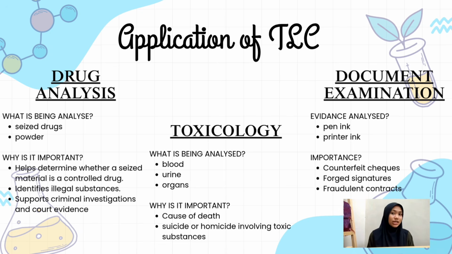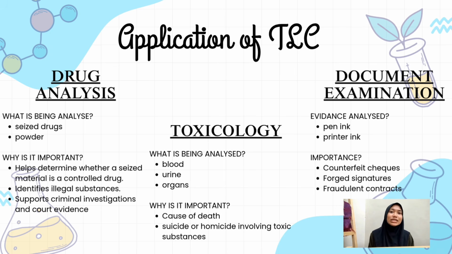In forensic investigations, seized drugs are often in powder form, mixed with substances like caffeine or sugars known as adulterants. TLC separates these compounds based on how far they travel on the chromatography plate. The resulting pattern and Rf values are then compared with known standards to identify the drug. This helps forensic scientists determine the type of illegal substance present and supports criminal investigations.